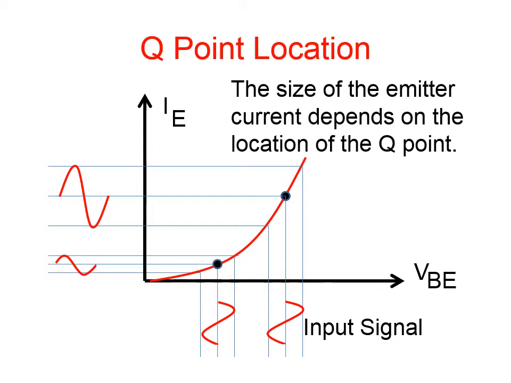So the Q point location really is what matters here, because the size of the emitter current depends on the location of the Q point, as you can tell from the graph. So if your Q point is here, you have a different kind of output than if your Q point is up higher. You get a much larger emitter current.